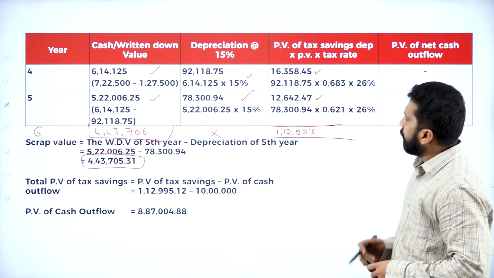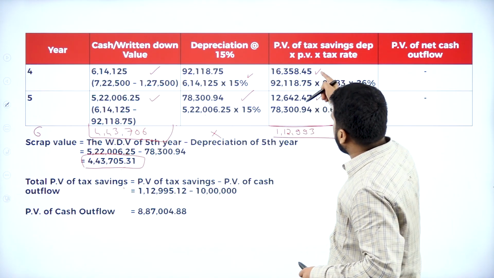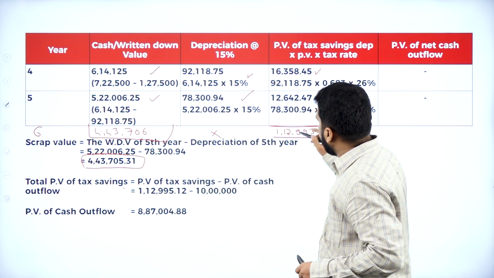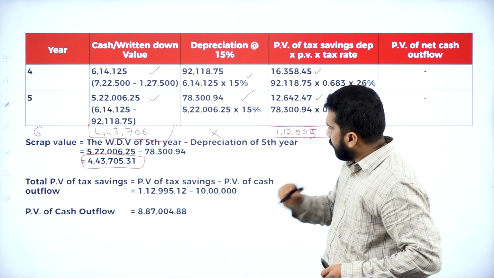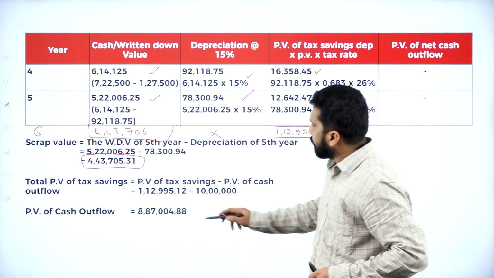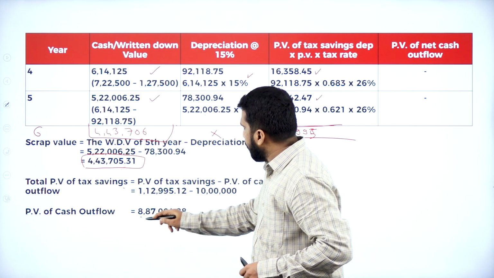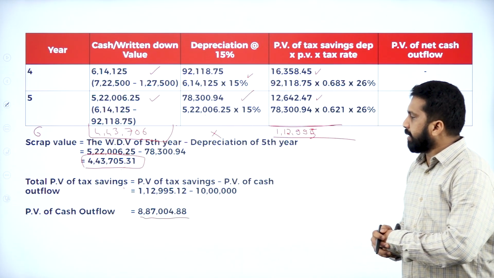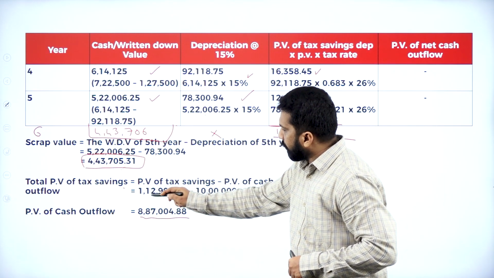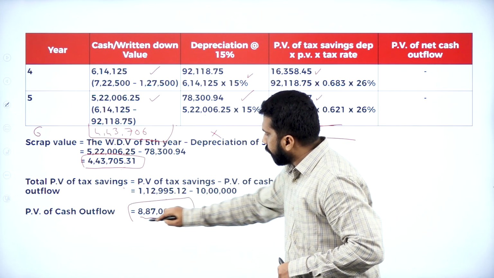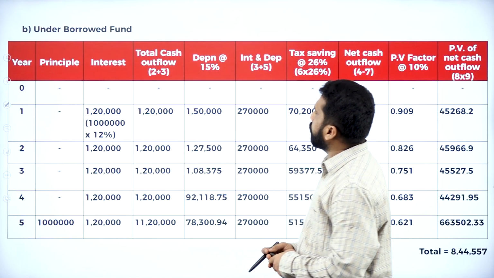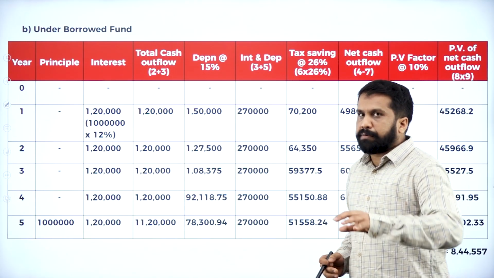Take that 1,12,995. I have not taken even paisa. If you take paisa, it will come exactly 1,12,995. Now minus, what is your investment? 10 lakh. This minus this, your net cash outflow is 8,87,004. Clear? 10 lakh minus 1,12,000, your net cash outflow is 8,87,004. Now, you are done with your own fund.